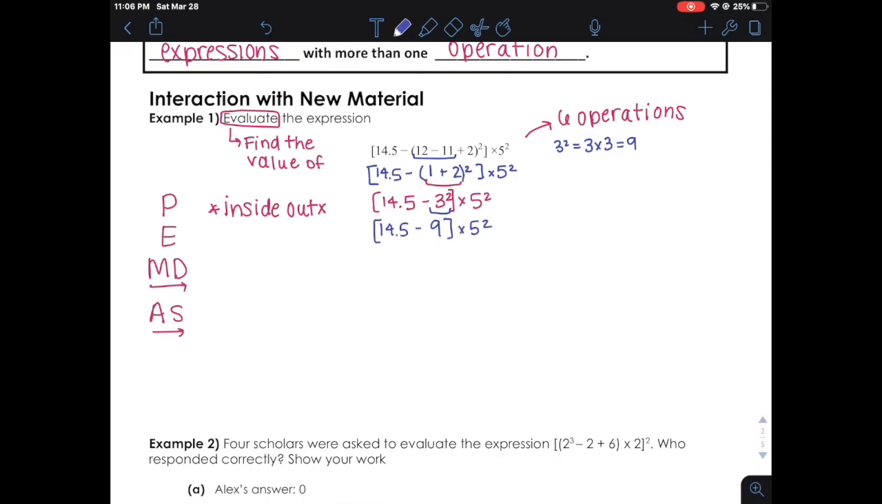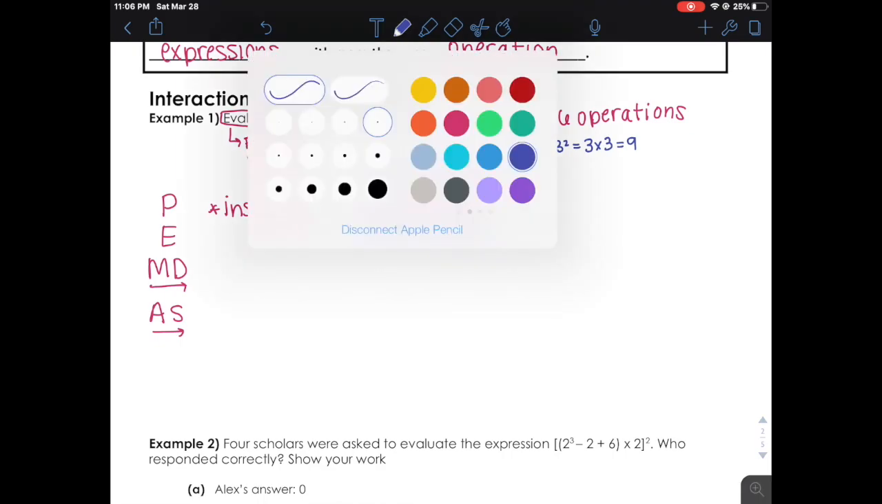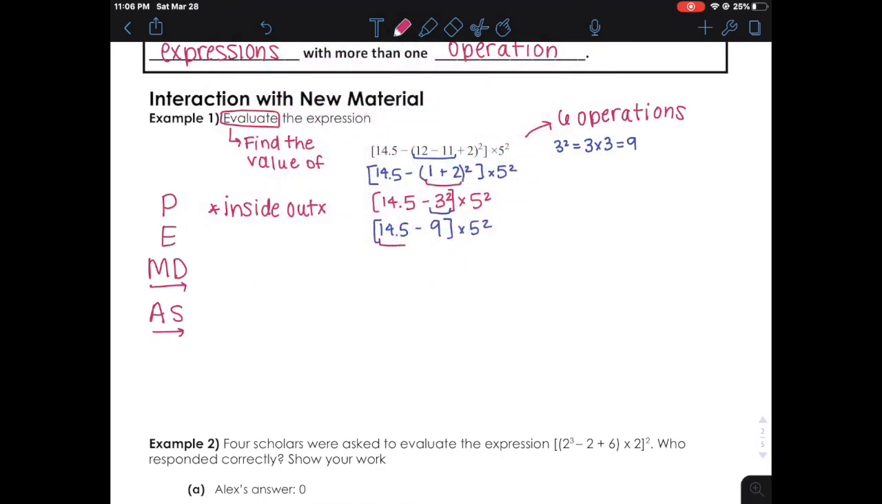Bracket. Okay, I'm left with a subtraction problem inside. So let's solve that. We have 14.5 minus 9. That leaves us with an answer of 5.5. My one change that I made, and I copied everything else down. Okay? So now we've done our parentheses. All of that has been taken care of.